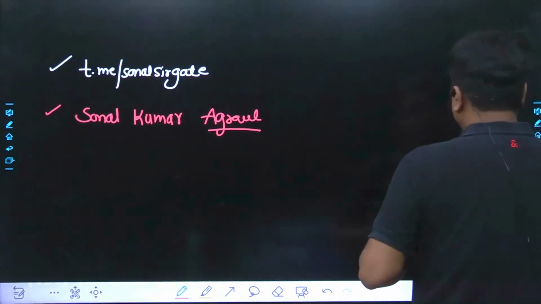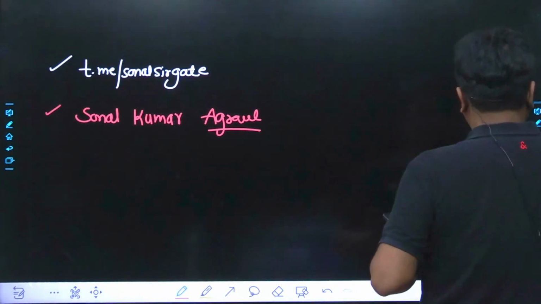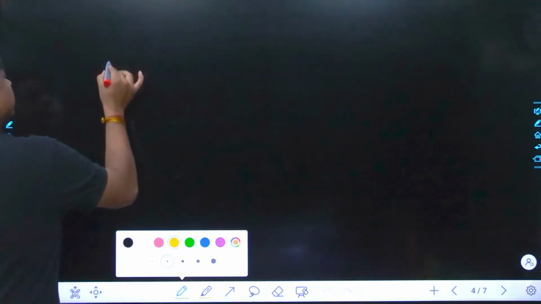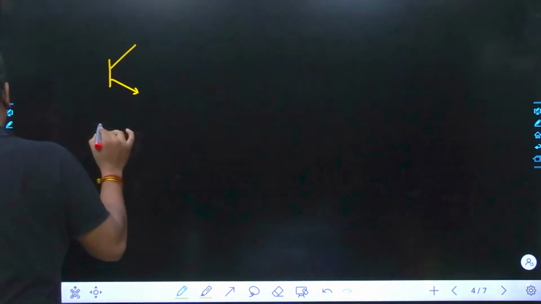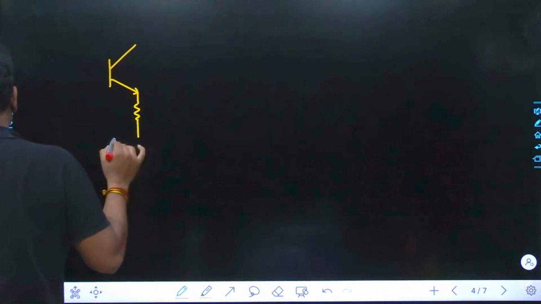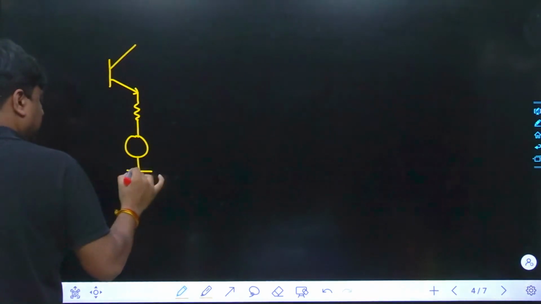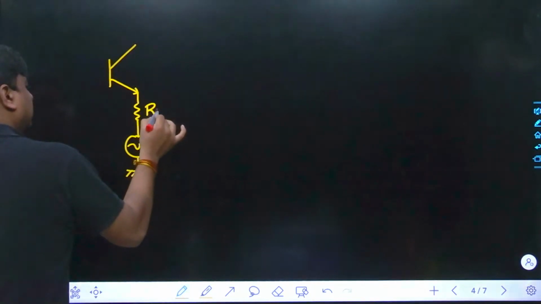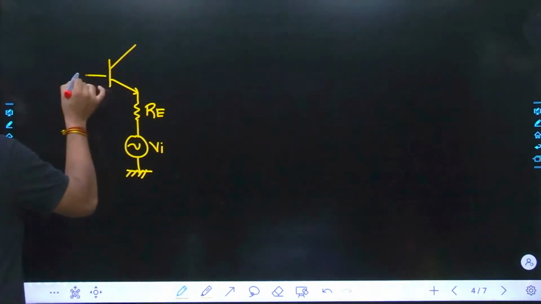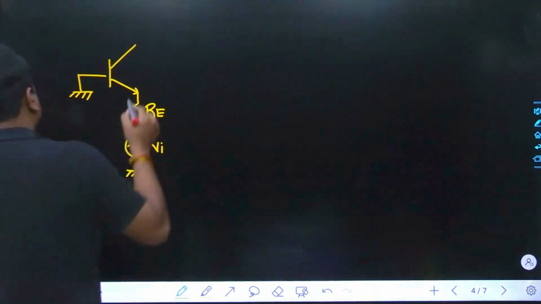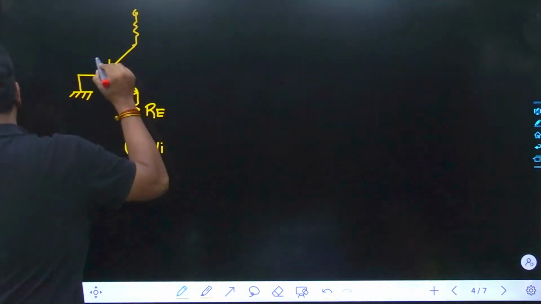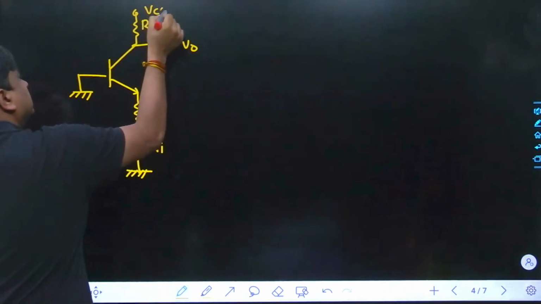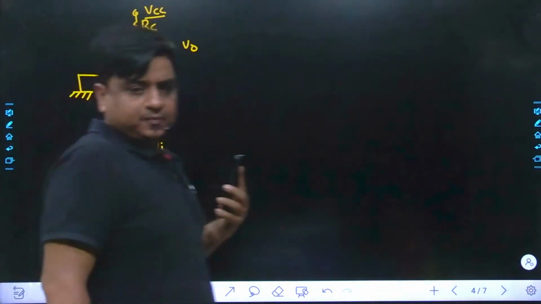As per AD, this circuit has been provided by him. Here comes the emitter resistance, and obviously it is a common base, so the input itself would be applied across the emitter terminal. Here comes Vi, here comes Re, then it gets grounded, and then comes RC, and here the output voltage V0 has been taken, and this is the external biasing voltage VCC.